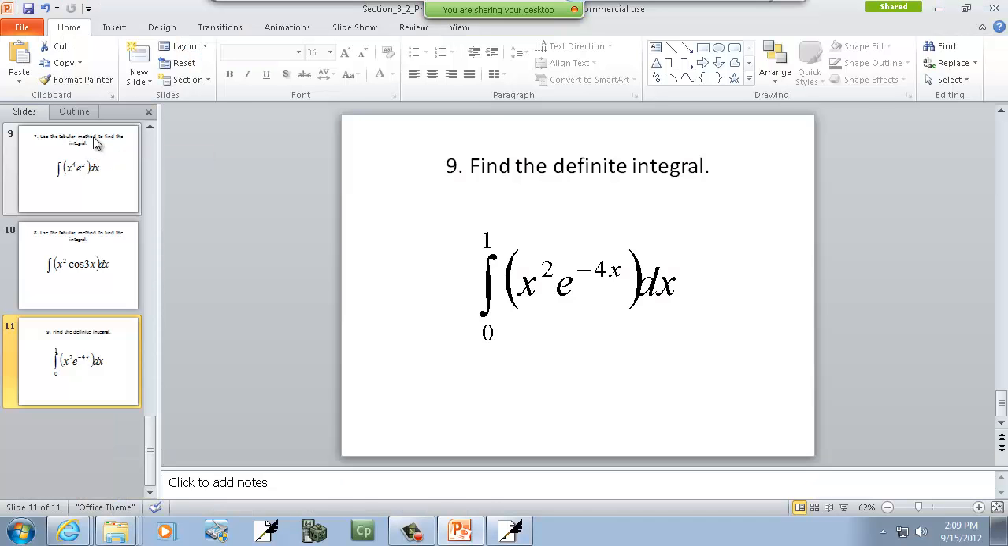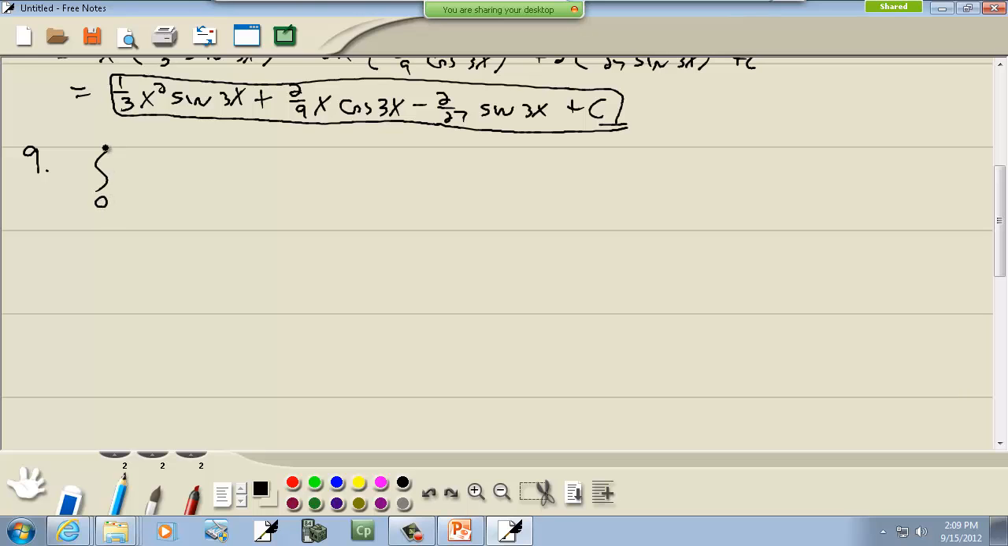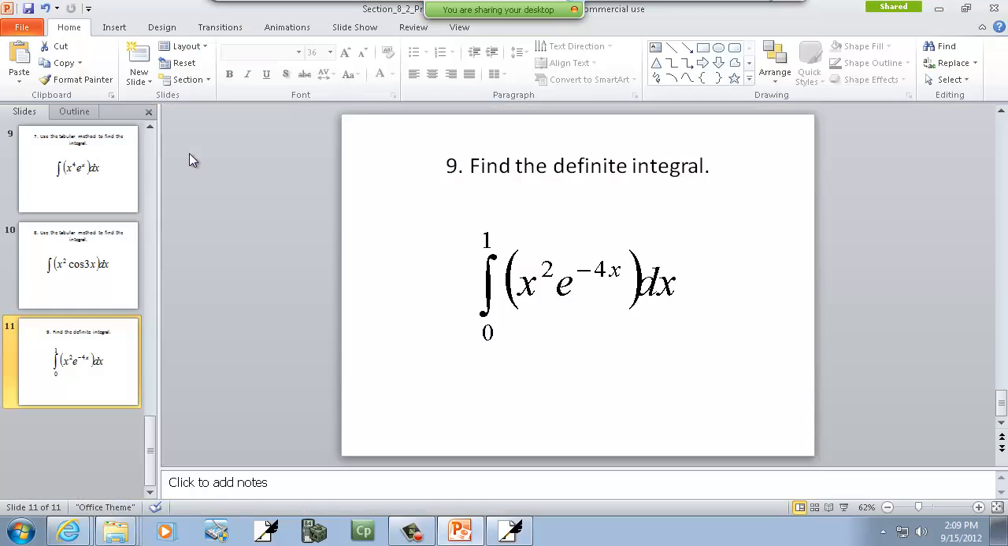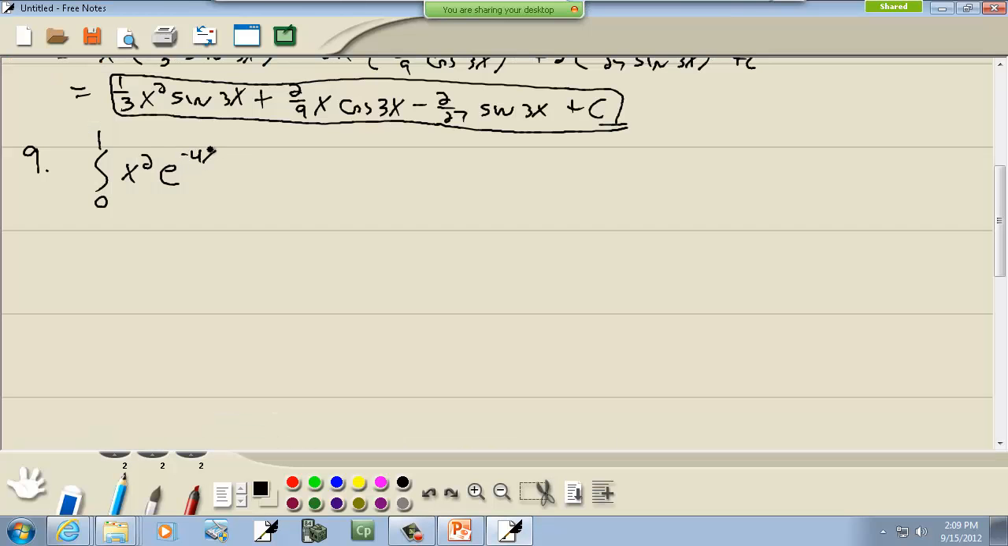It says find the definite integral from 0 to 1 of x squared e to the negative 4x dx. Okay. So we got our S, D, I. And of course our x squared will be here, because then we take the derivative and it'll go away. Derivative of x squared is 2x, derivative of 2x is 2, derivative of 2 is 0. This is plus, always plus, and then it alternates.